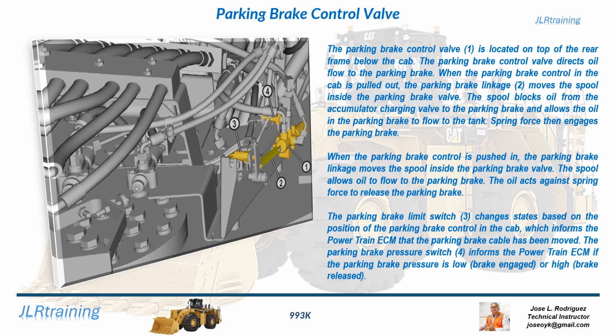The parking brake limit switch, 3, changes states based on the position of the parking brake control in the cab, which informs the powertrain ECM that the parking brake cable has been moved. The parking brake pressure switch, 4, informs the powertrain ECM if the parking brake pressure is low, brake engaged, or high, brake released.